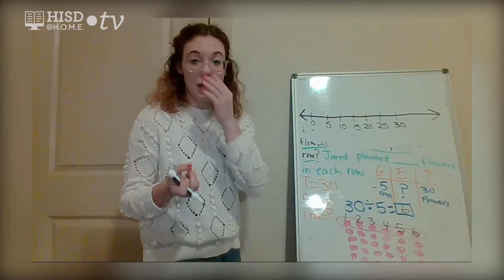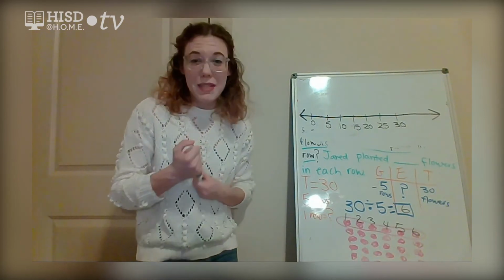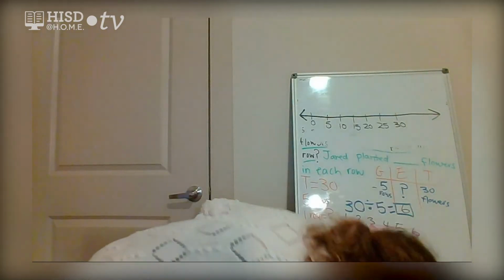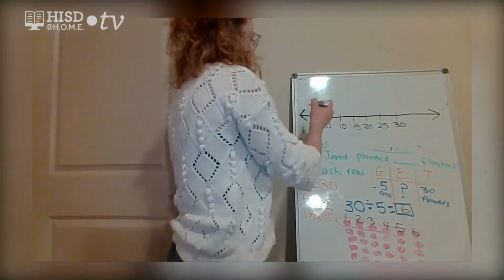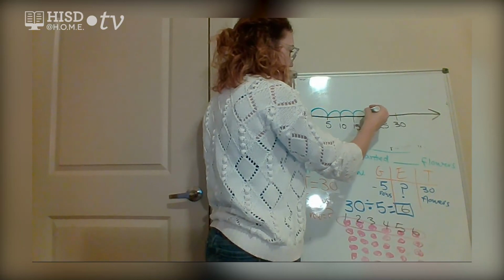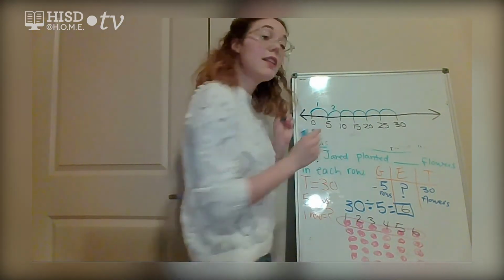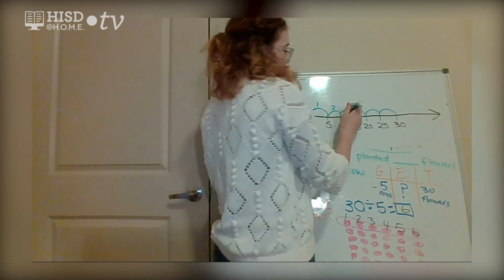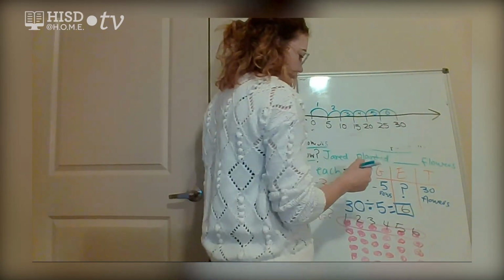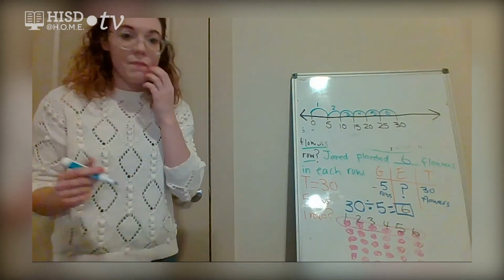And now I'm not done yet. I have done my skip counting. I did a great job with that. We need to count the jumps it takes to get from 0 to 30 when we skip count by 5s. So I'm going to number them: 1, 2, 3, 4, 5, 6. I'm counting the jumps, not the lines. So Jared planted 6 flowers in each row.